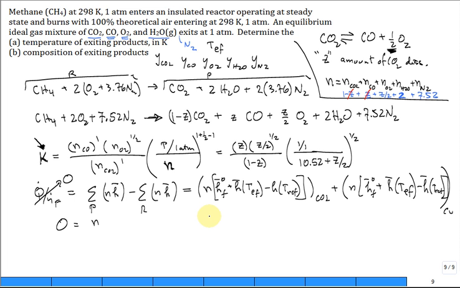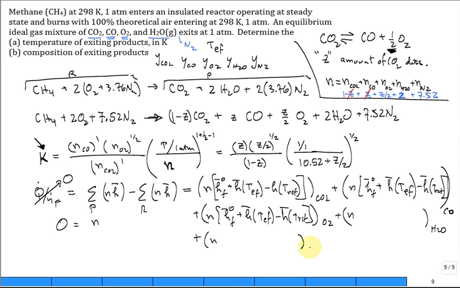Then I have to do N times H bar equilibrium flame minus H T ref, close parenthesis. What's our second? It's not CO, it's O2 plus, hey, we didn't even get through the whole list of our products, did we? The same thing for our H2O plus the same thing for our N2.